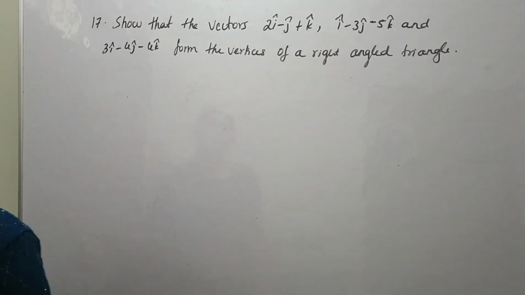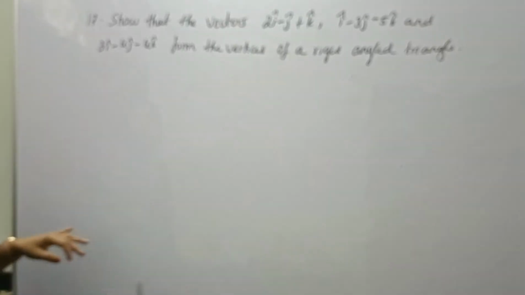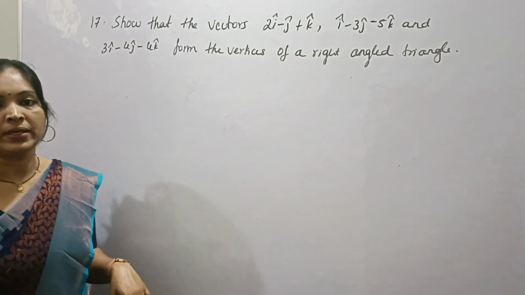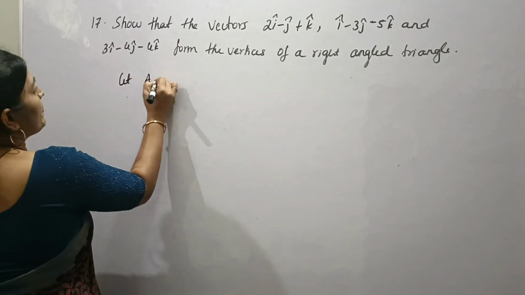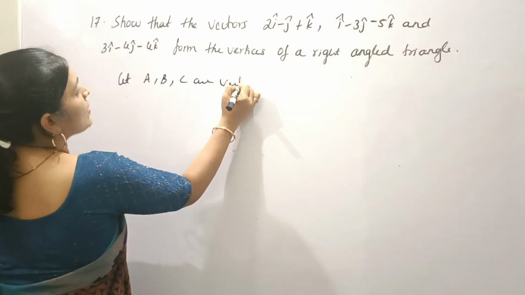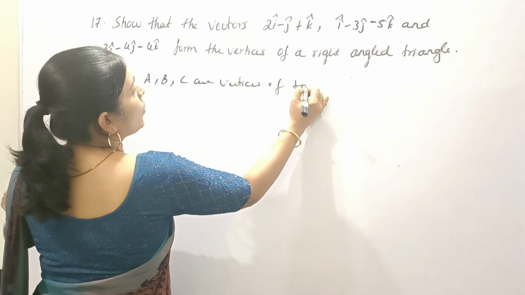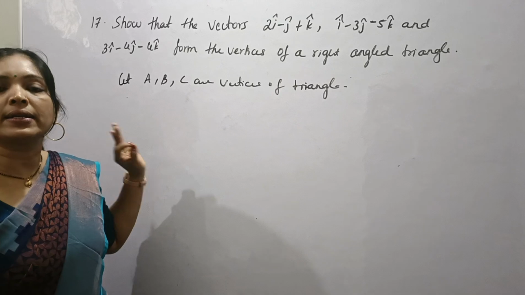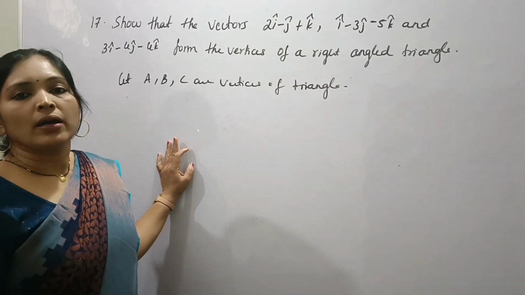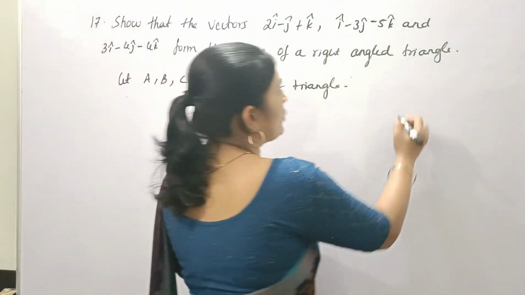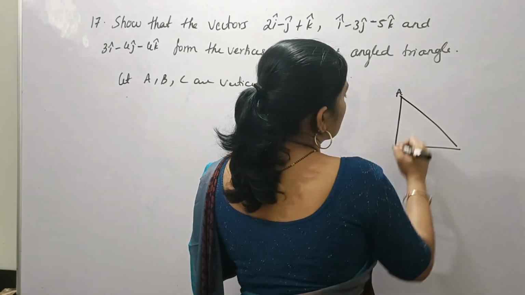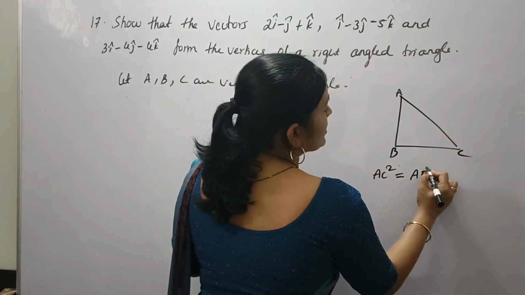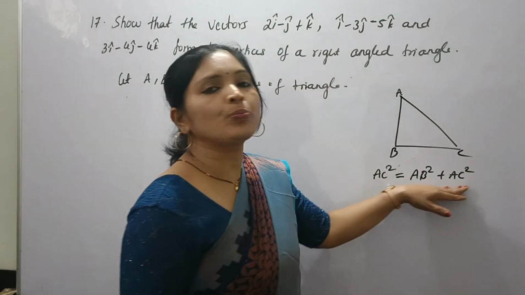Show that the vectors 2i minus j plus k, i minus 3j minus 5k and 3i minus 4j minus 4k form the vertices of a right angled triangle. So let A, B, C be the vertices of the triangle. We have to prove this triangle is a right angled triangle. So for that, by Pythagoras theorem, in right angle triangle ABC, we know that AC square is equal to AB square plus BC square. So we have to prove this one.